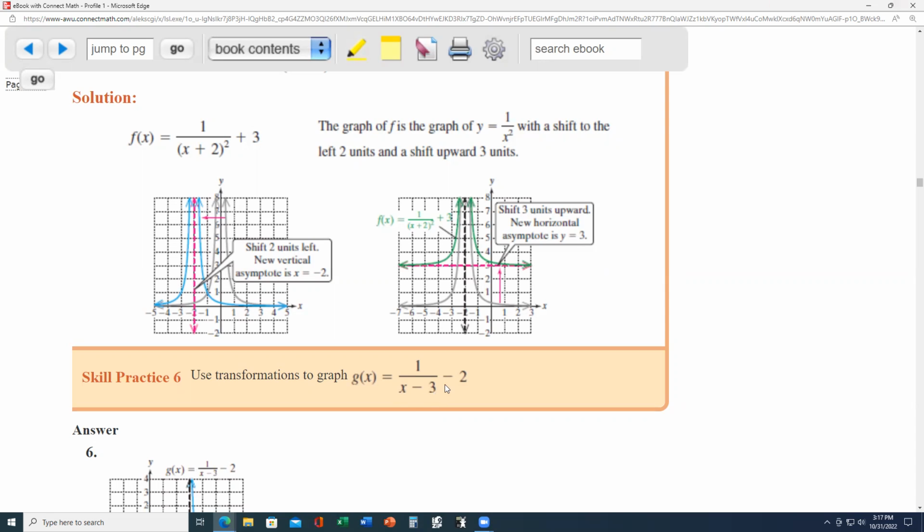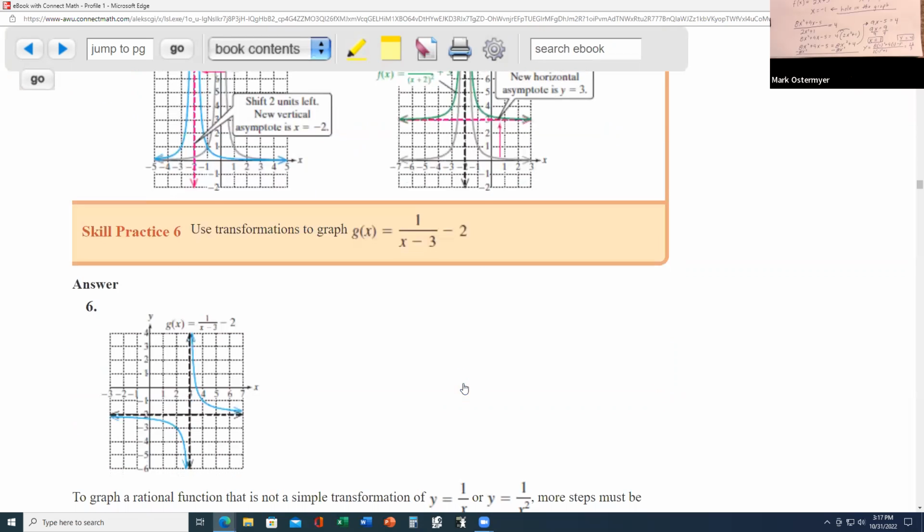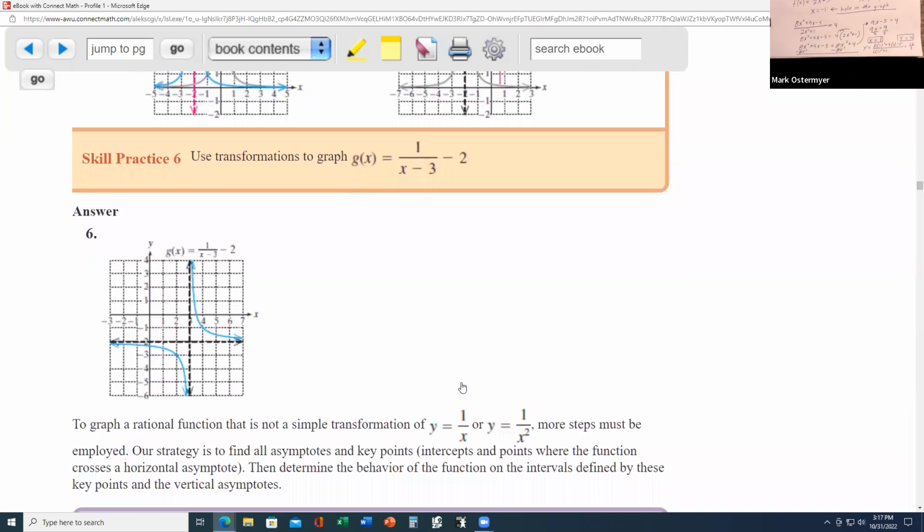3 to the right, and then subtracting 2 off from a function causes the graph to go down 2 units, right? So if you think of the graph of f of x equals 1 over x, where the y-axis was a vertical asymptote, the x-axis was a horizontal asymptote, notice both those asymptotes get shifted 3 to the right and then down 2 units. And so now you would have the graph of this new function called g of x.